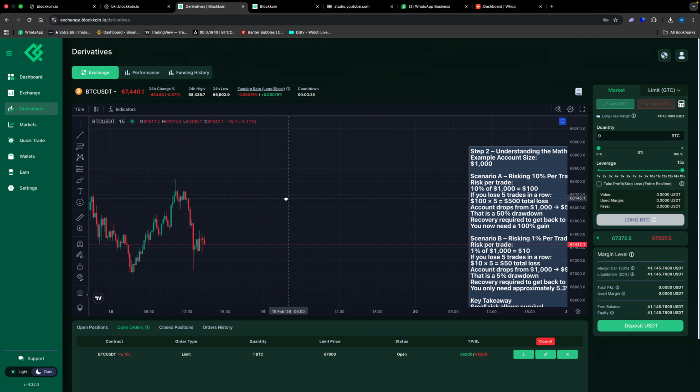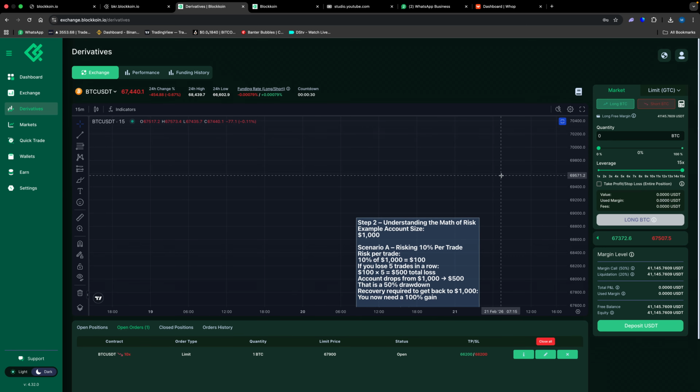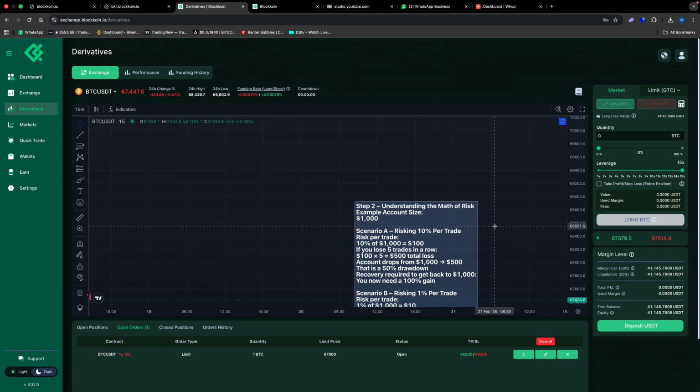So moving on into step 2. Step 2, I have 2 examples for you, client A as well as client B. Starting off with client A. Client A has $1,000 in his account and he risks 10% per trade, meaning 10% of $1,000 that he's risking is $100 on each trade. So if client A loses 5 trades in a row, he has a total loss of $500, meaning he is down 50%. The recovery required for him to get back to break even is a 100% gain.